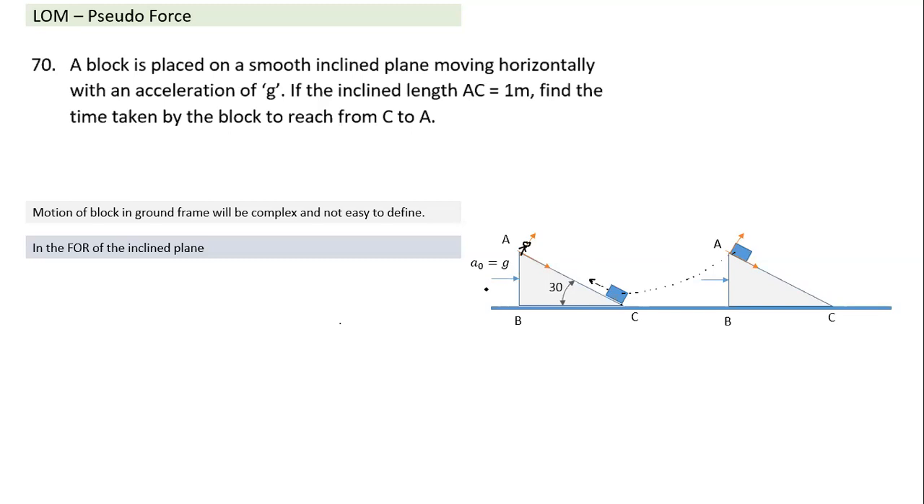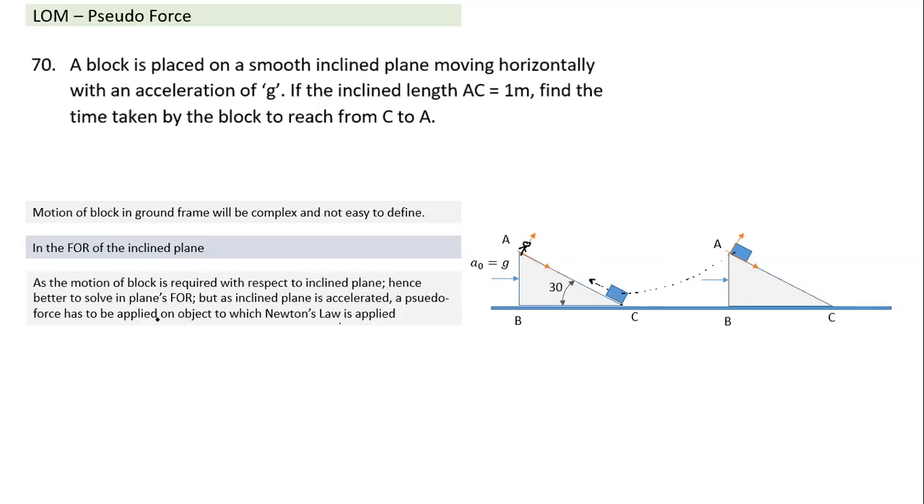So it is much easier to solve in an accelerated frame of reference. There are two reasons here. First of all, we need to find time and displacement with reference to the inclined plane. Hence, it is better to solve in this frame of reference. And second, it is much more difficult to solve in the ground frame of reference. We don't even know what the direction of acceleration is. So we need to understand this here.